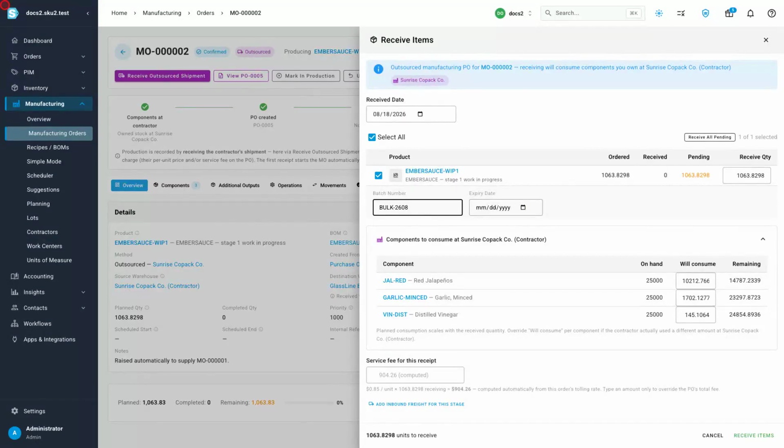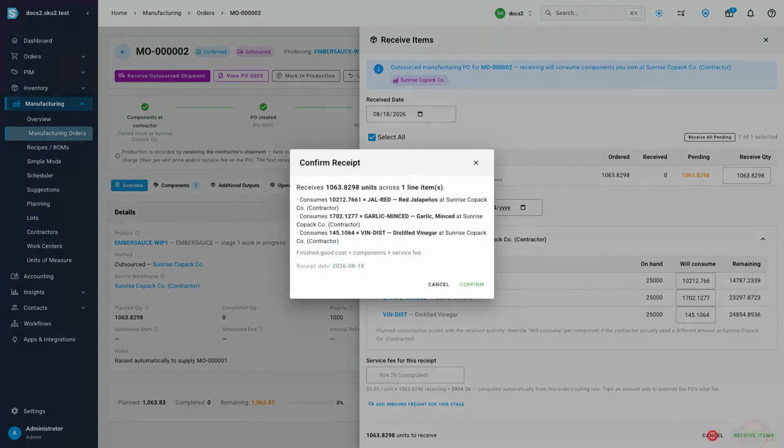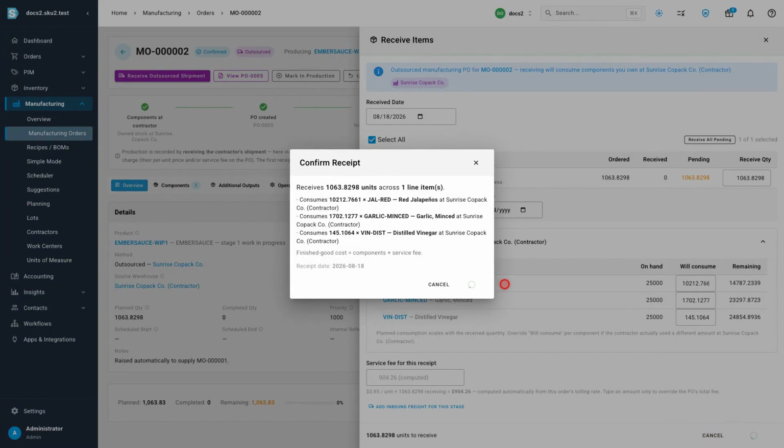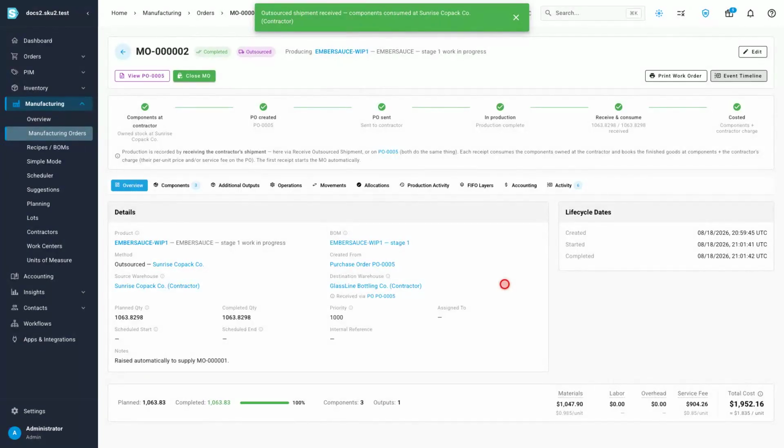Now the part that pays for itself. You never multiply the rate by hand. 85 cents a pound times the quantity actually received is $904.26. Type a number only to override it when the vendor's invoice disagrees and you are taking their figure. Confirm, and it tells you exactly what leaves your stock at their site before anything moves.